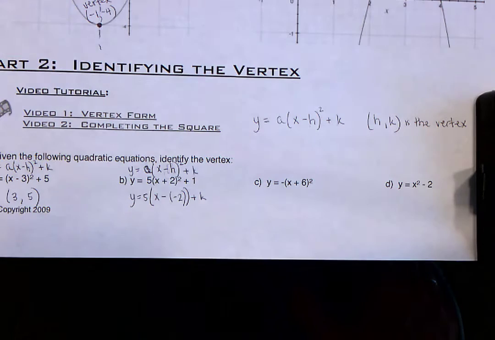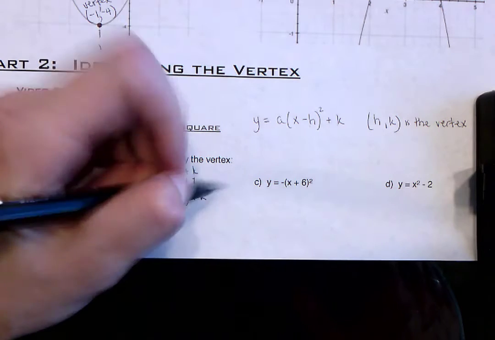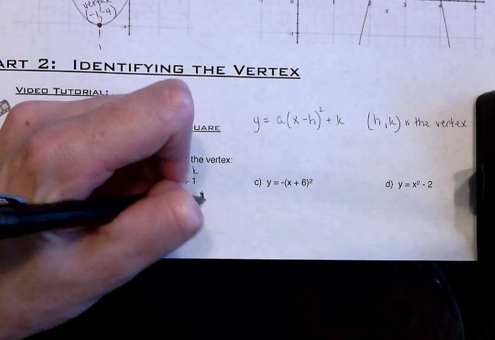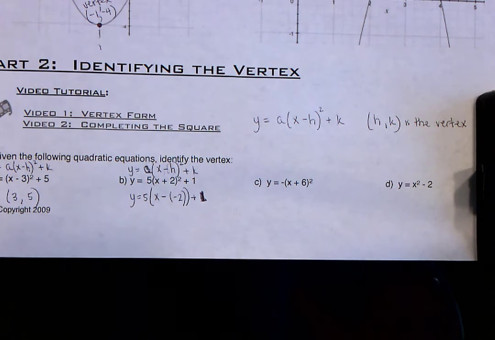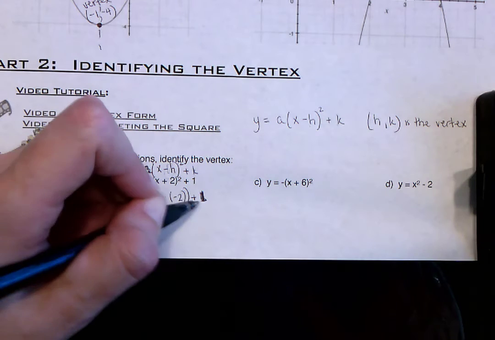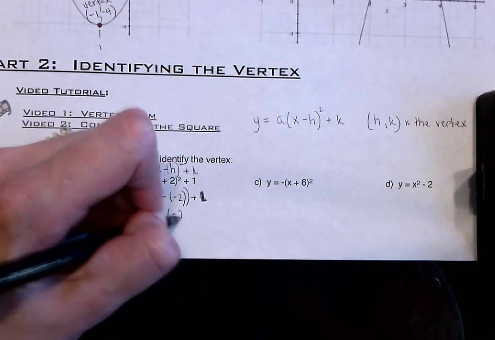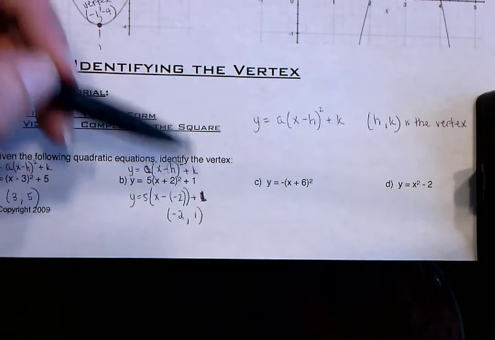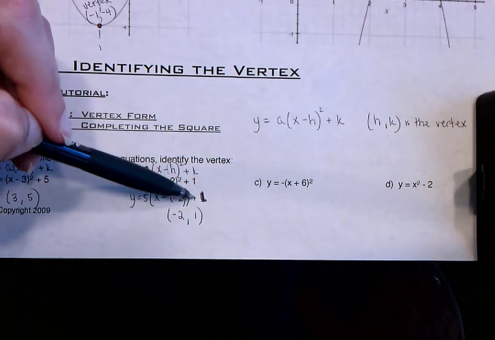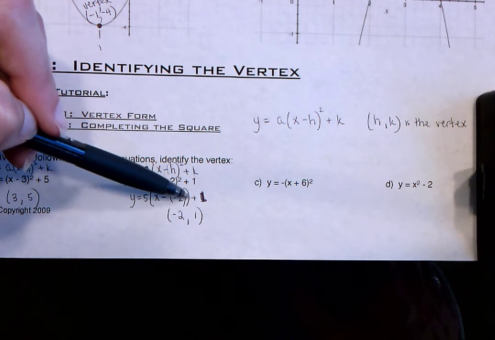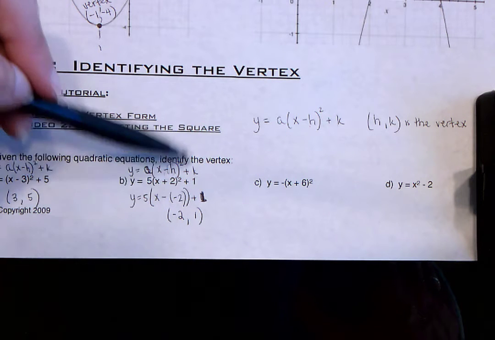So if I rewrite this equation, then I can see the values here. It's supposed to be a 1. So here's h, here's k. So negative 2, comma 1. K is just 1 because that's still a plus. If it's a minus sign there, then you're going to know that k is negative.